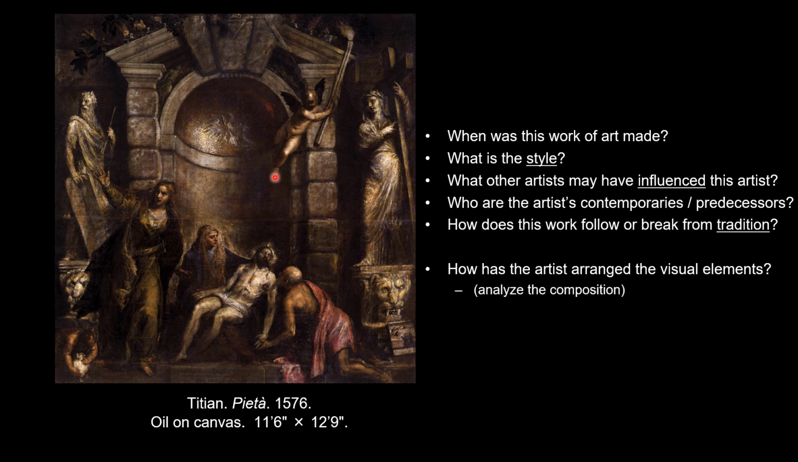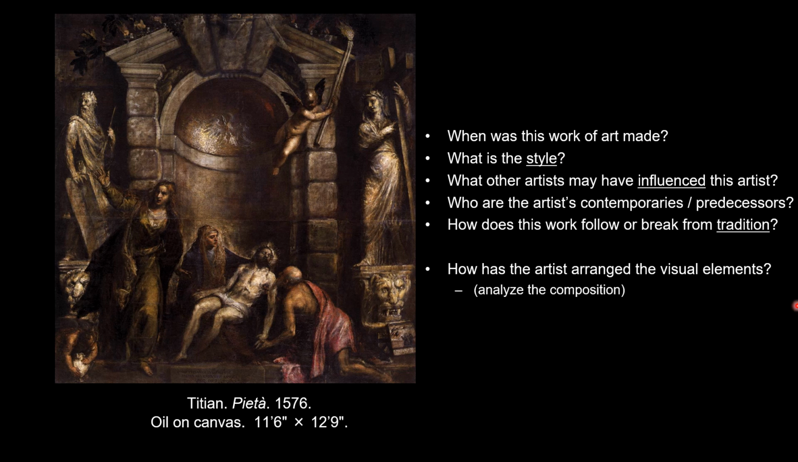Okay, so take a look at the label information. The artist, Titian, not Titan, by the way, and the title of the piece is Pietà, which means lamentation or sadness. You can see the other information, but let's go ahead and look at these bullet points. When was this work of art made? 1576, late 16th century, and the style is late Renaissance.